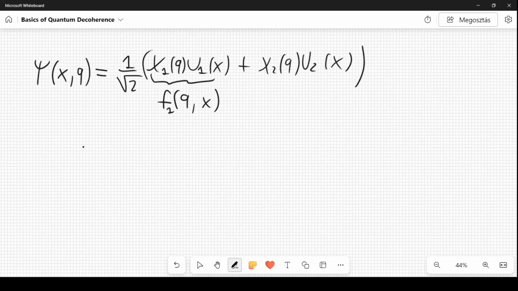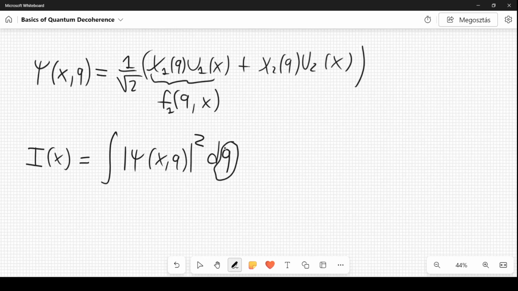Now, at this point, what I want to do is find a function, the I of x. It's not the same function as before, but it's still a function that's reminiscent of interference, of the interference pattern. If we want to find such a function, we have to take the mod squared of our function psi of x,q, and we have to get rid of the environment. So we have to sum over all the possible labels that the environment can take. So we have to sum over q, and this sum can be from -infinity to +infinity if the parameter allows all the possible values.